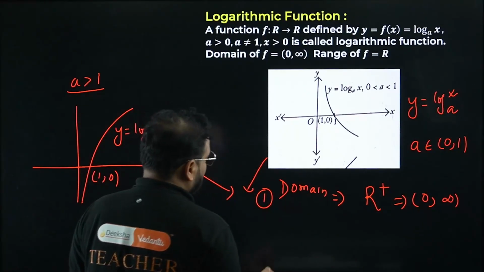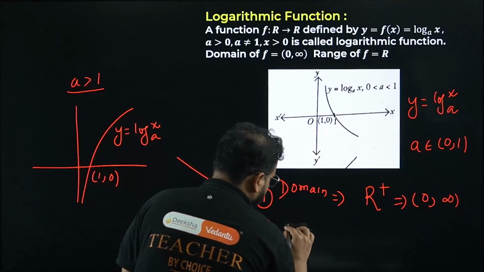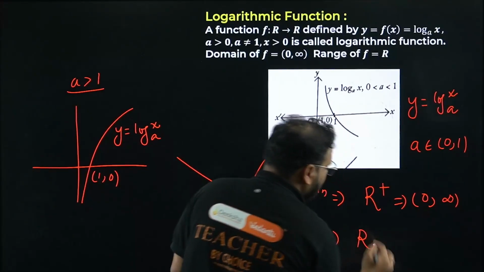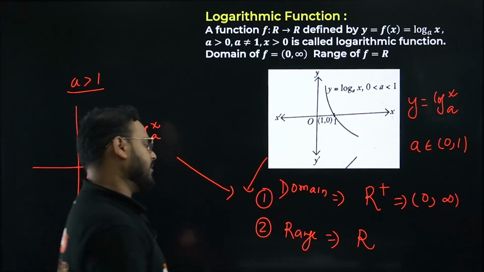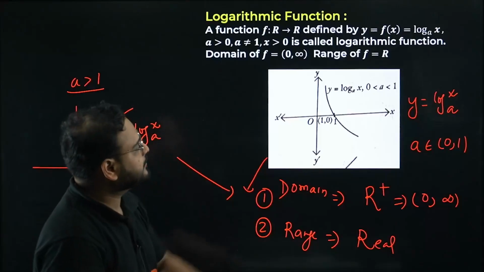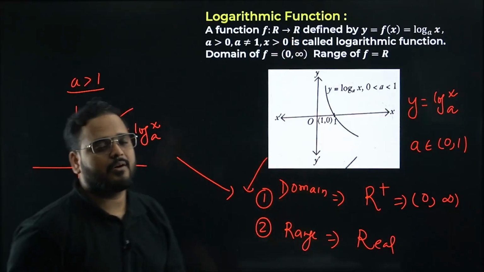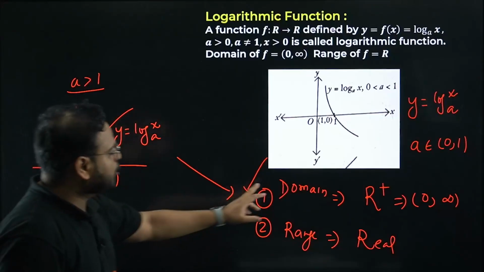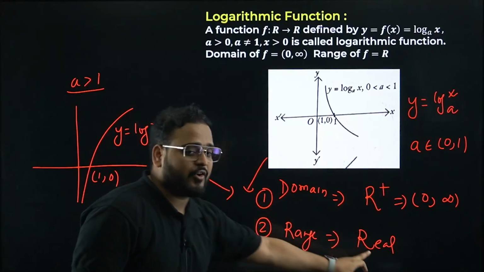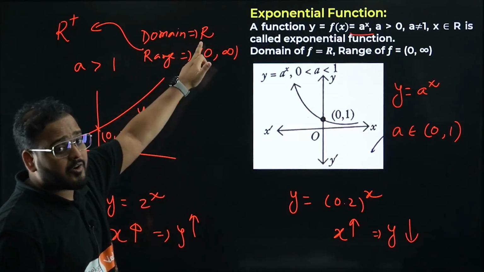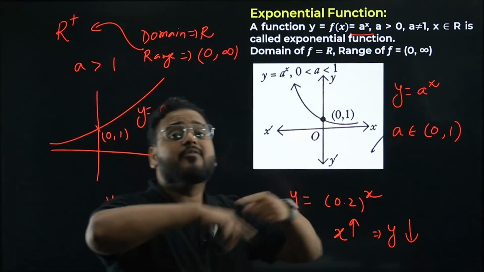What about your range? The range in this case will be all real numbers. I can write here: all real. Going up and down as well. Please check, one very important part over here: domain R plus, range all real. Over here, domain is all real and range R plus, inverse of each other.